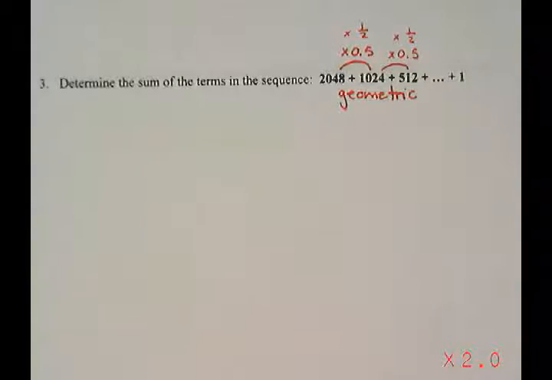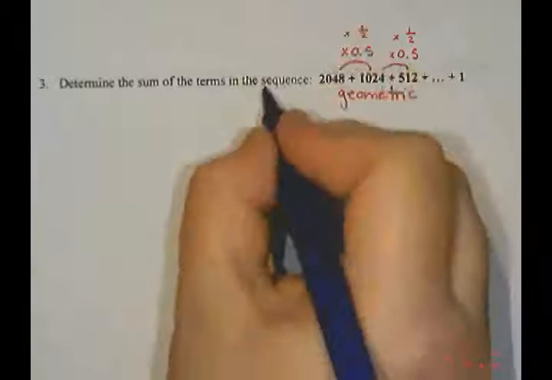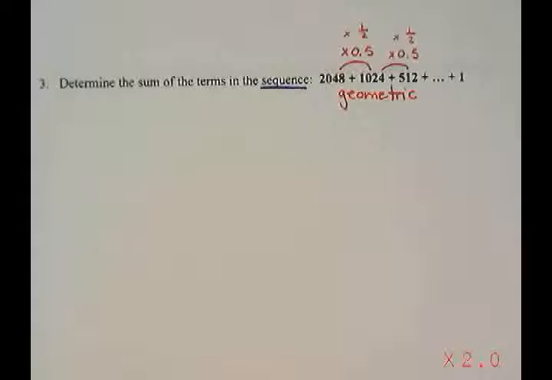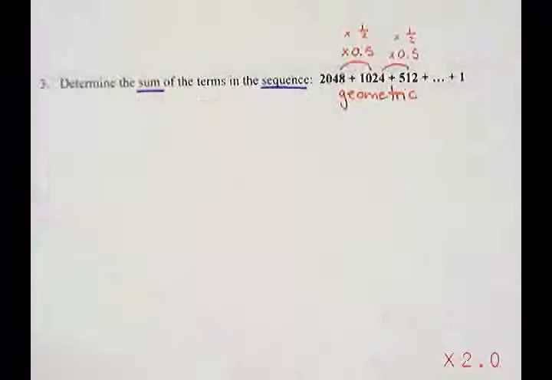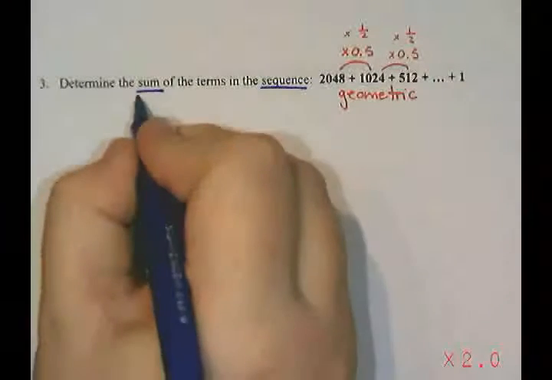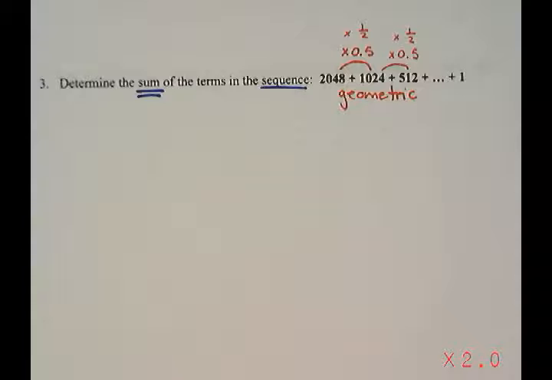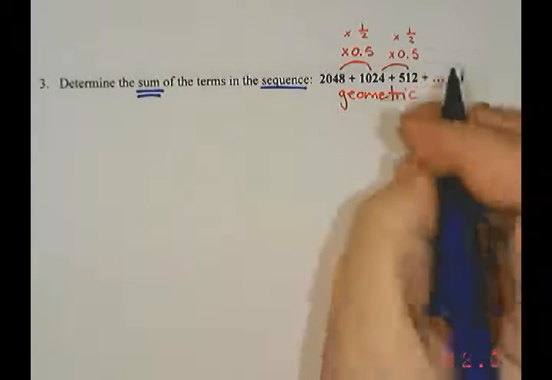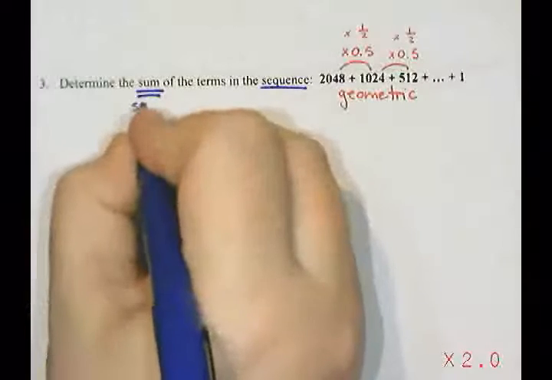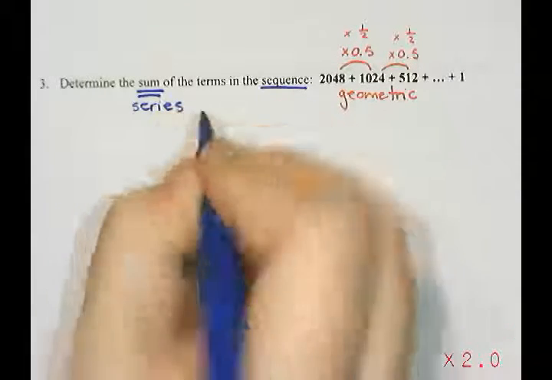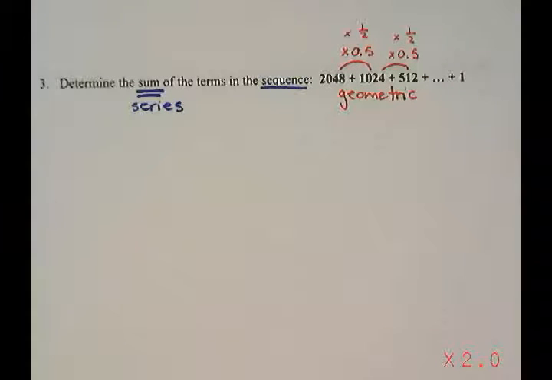Now, sequence or series? A sequence is just going to be a list, and I do see the word sequence, but I also see the word sum. So since it says that we're looking for the sum, that means we have to add together all the terms in the sequence. This is actually a series question. So for a geometric series, that's the new formula that we just learned.